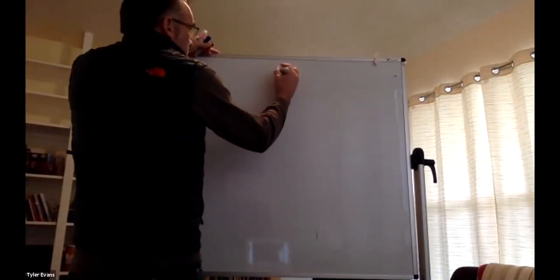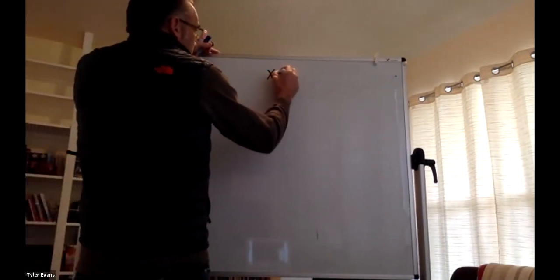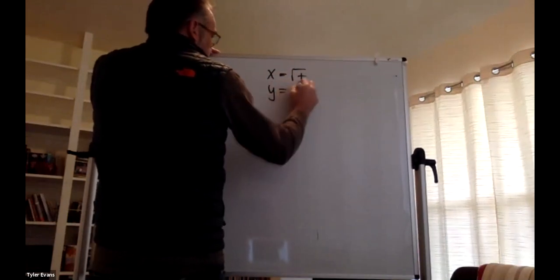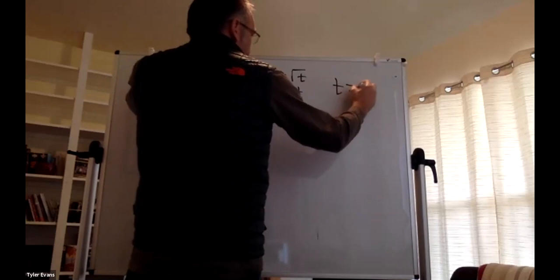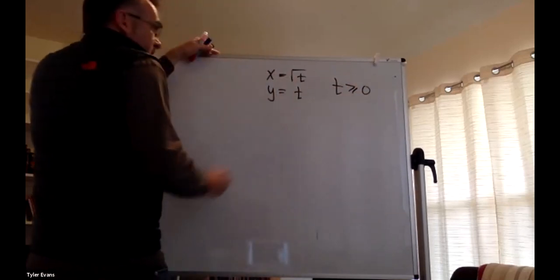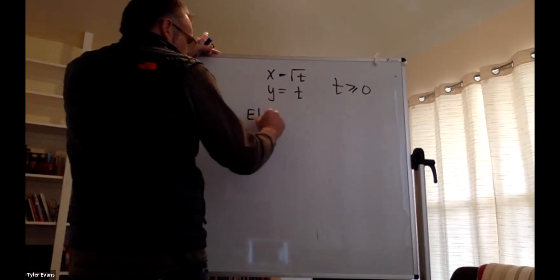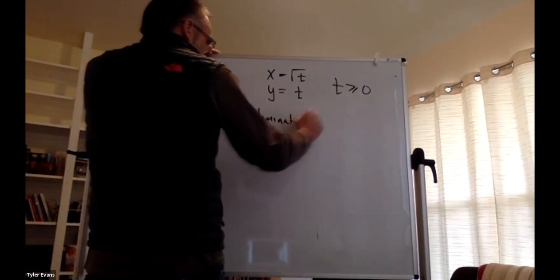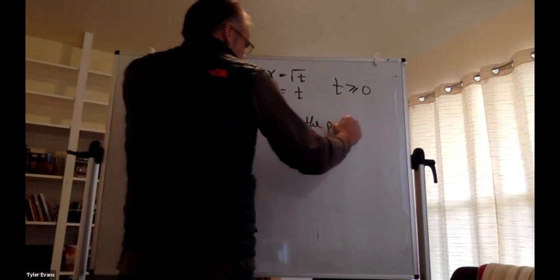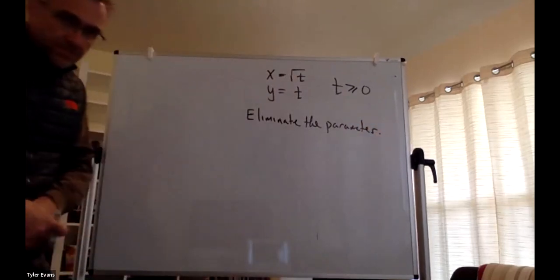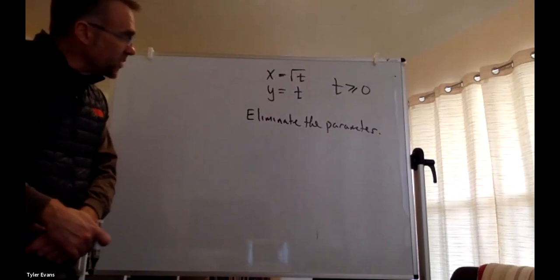Okay, so what do we got? We have x is equal to the square root of t, y is equal to t, t greater than or equal to 0. I'm going to show you something that's called eliminating the parameter. How do we eliminate the parameter?